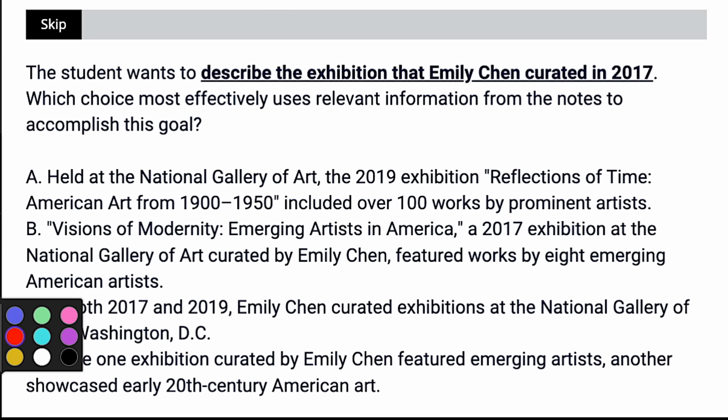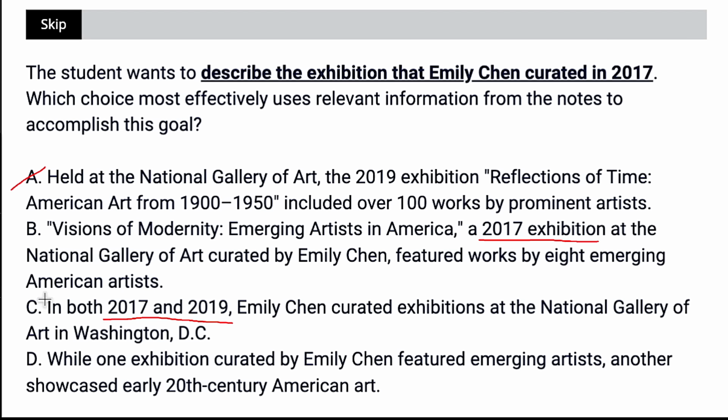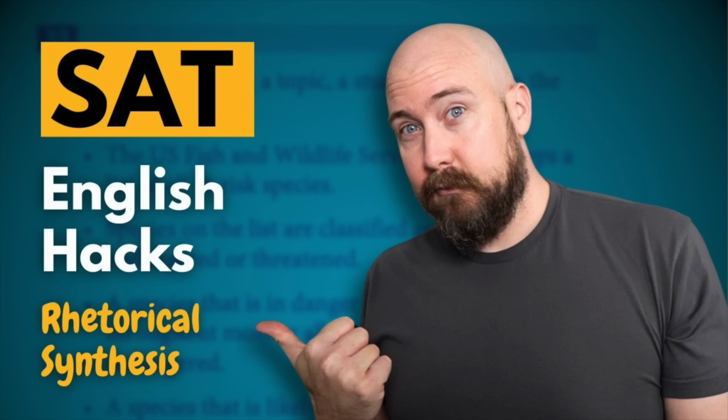So let's go through and eliminate. "Held at something something, the 2019 exhibition." Okay, so choice A doesn't even mention it. B says, "a 2017 exhibition curated by Emily Chen, featured works," so that would work. C, "in both 2017 and 2019," we don't want to mention 2 years. We just want to focus on that one that she curated in 2017. And then D, "while one exhibition curated," I'm not even seeing a date here, so that's out. And then our answer is going to be choice B, just like that. And if you do want an example of when you have to look at the notes, I did make an entire rhetorical synthesis video, so go ahead and check that out.